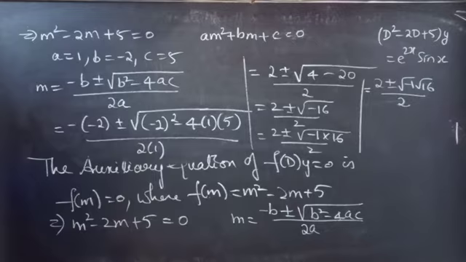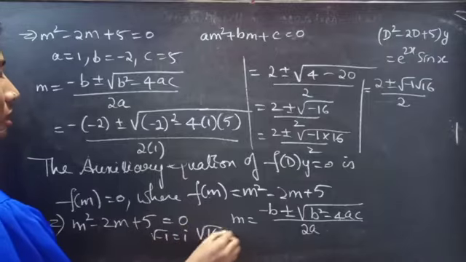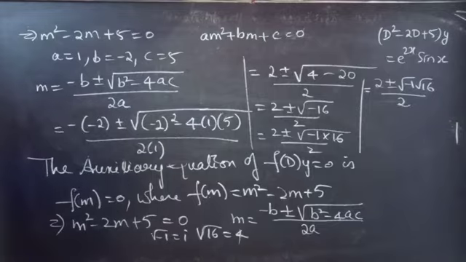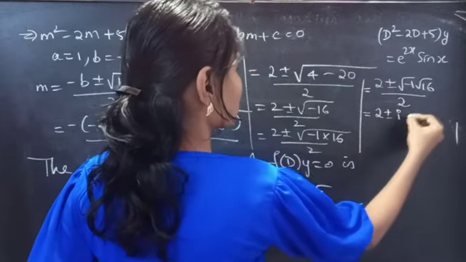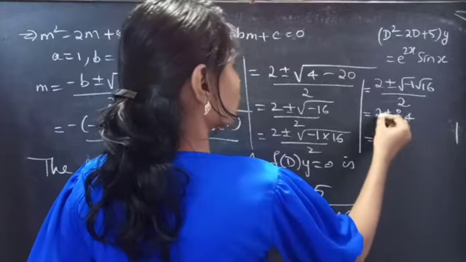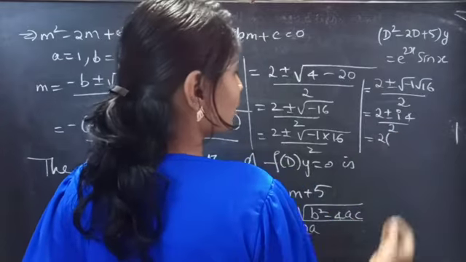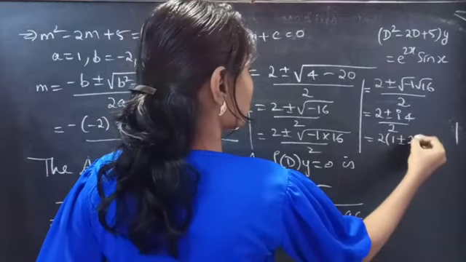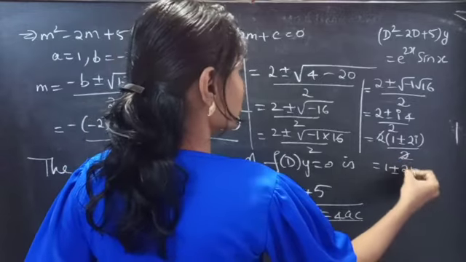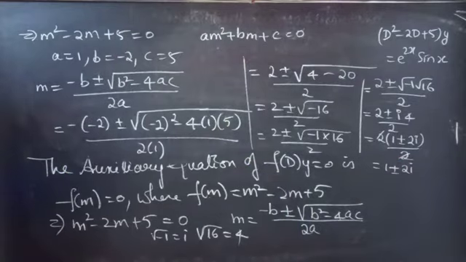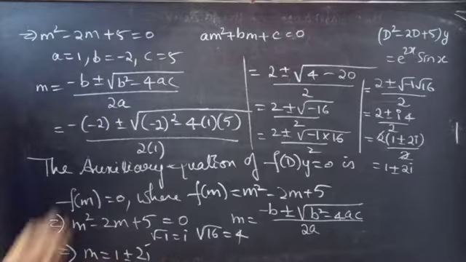Right? Since we know that the square root of −1 is i and the square root of 16 is 4, we can replace the square root of −1 with i and the square root of 16 with 4, over 2. Now take 2 common from the terms of the numerator. You'll get 2(1 ± 2i)/2. Right? 2 gets cancelled. So this equals 1 ± 2i, a pair of complex conjugate roots. Therefore, m = 1 ± 2i.